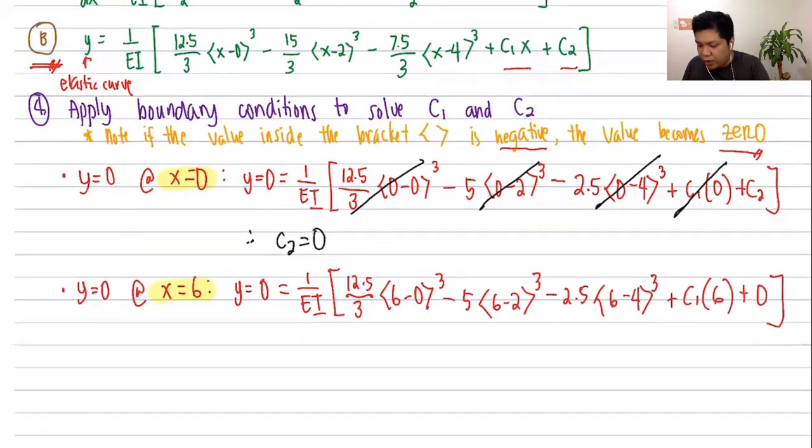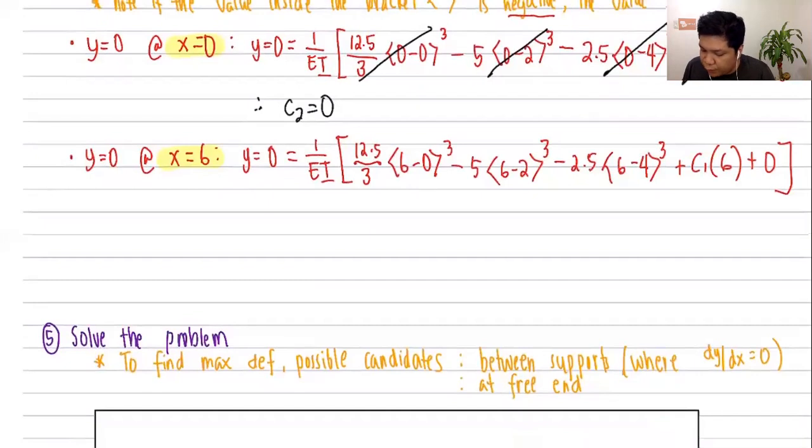Okay? Therefore, if we look at all the terms, no term inside the bracket becomes negative. Therefore, I need to evaluate, such that you can solve that C1 is actually equal to negative 280 all over 3. Okay?